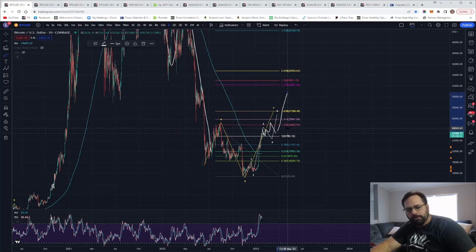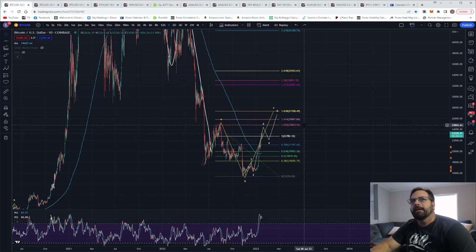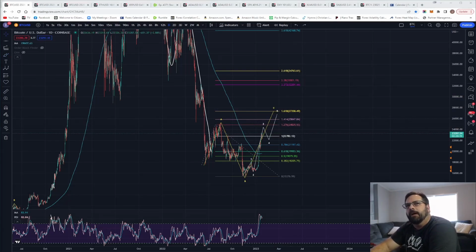Okay, so that's what we're looking for, guys. That's the structure that is so often seen in Bitcoin, as she likes to move bullishly. And so this is moving bullish, guys. I'm very bullish. The only problem is, guys, I'm seeing this RSI right here, and it's really overbought, right?